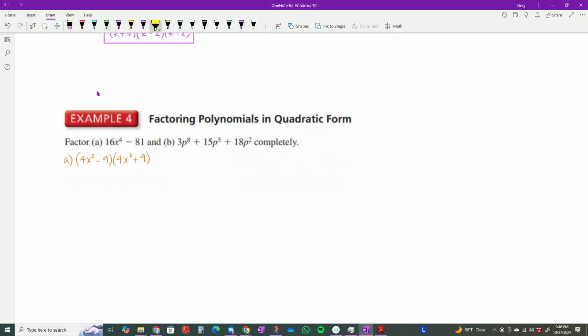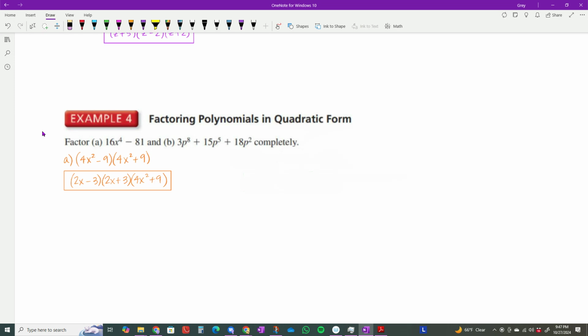Okay? The key here, can I go further? Well, two terms that are perfect squares that are plus, always prime. Two terms that are perfect squares with a minus, that is the difference of two squares. So this one can go further, this one cannot. So when I factor the first one, I'm going to get 2x minus 3, 2x plus 3. I have to carry down my 4x squared plus 9, and that is how it factors.